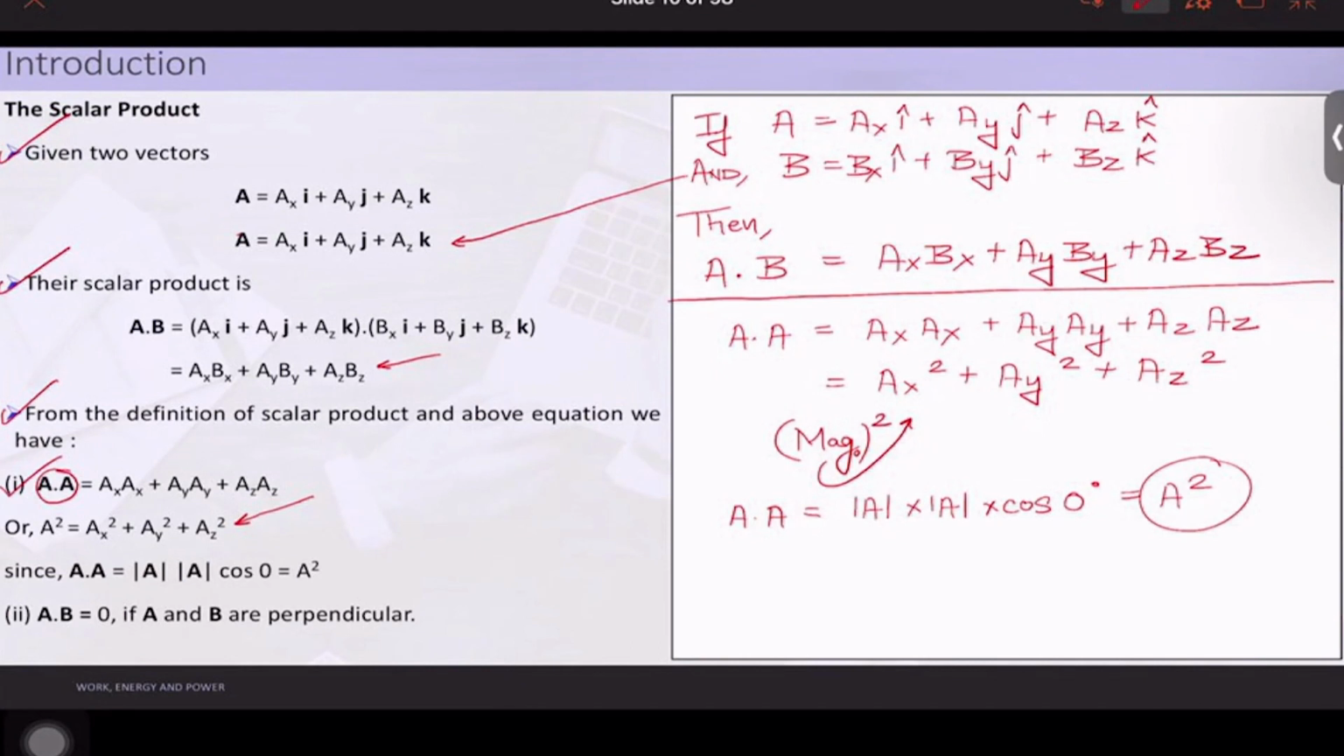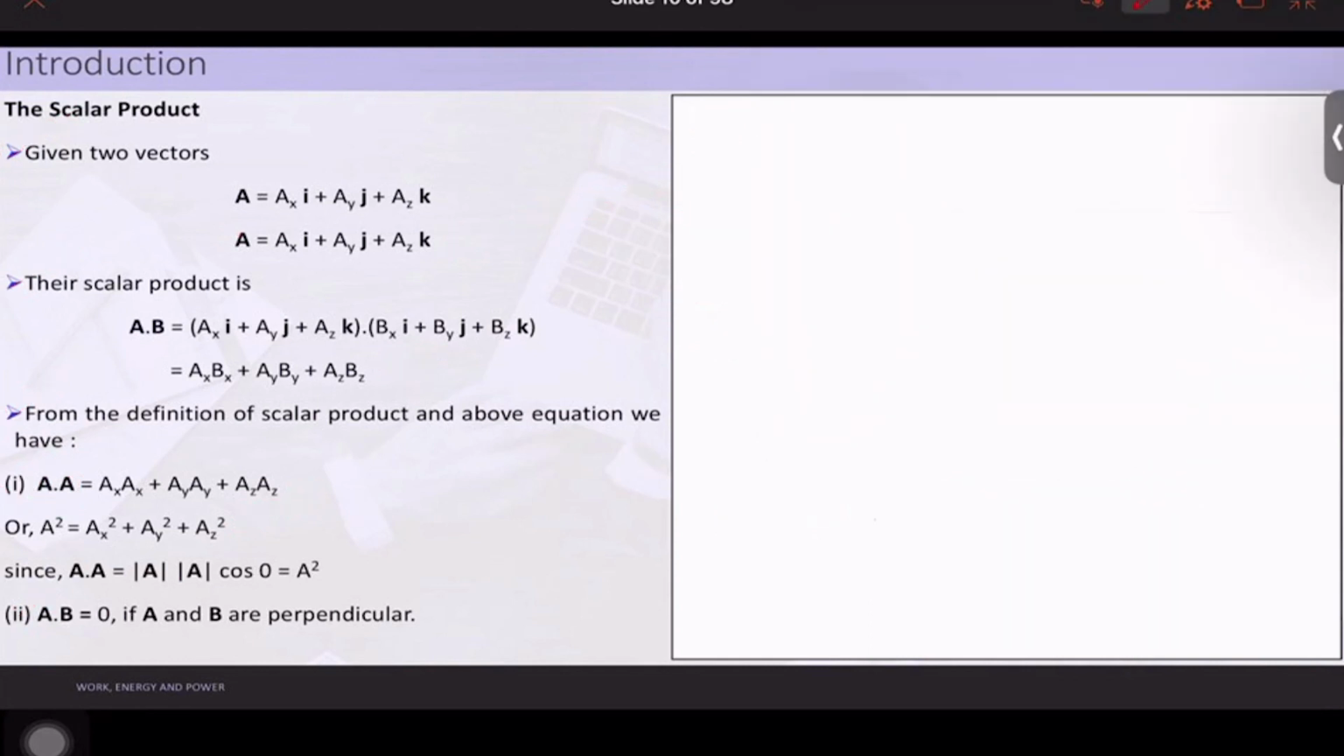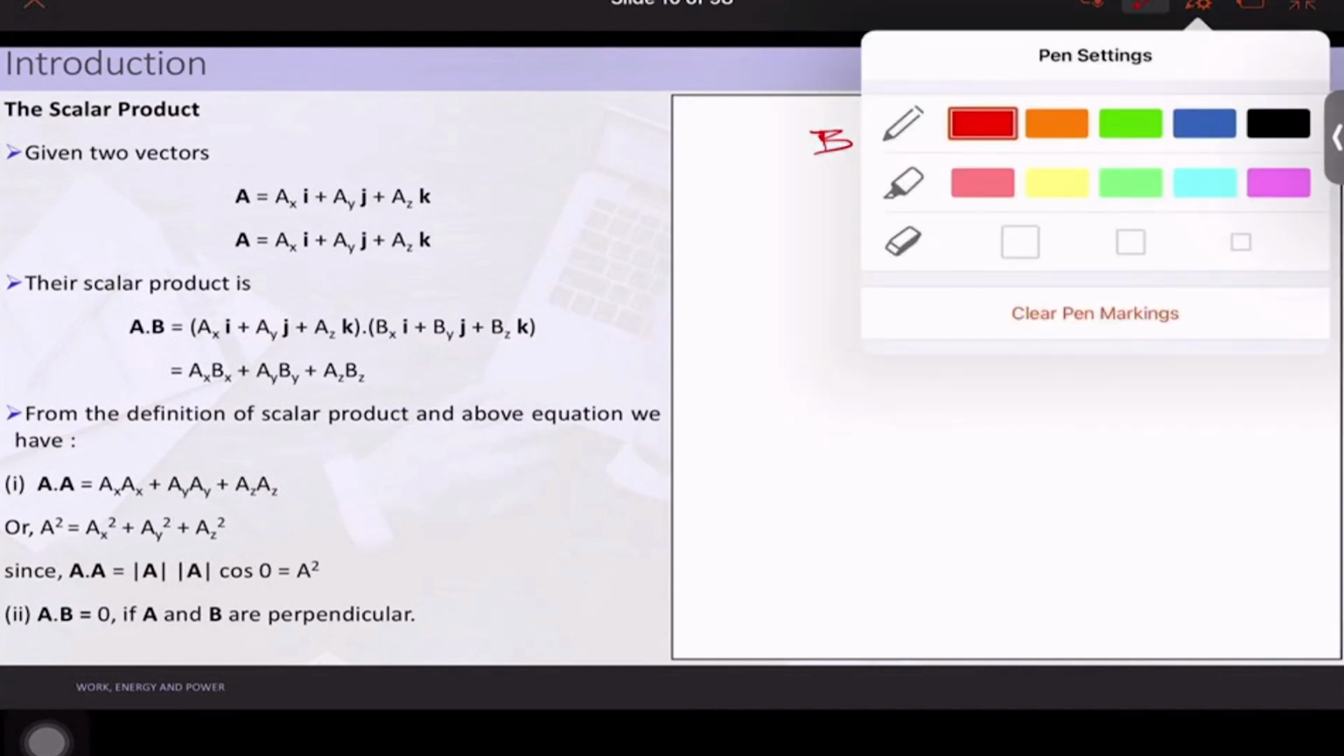Okay, fine. Moving on. Now, the second property says that A dot B is equal to 0 if A and B are perpendicular. Quite clear. Let us understand this line again here. So let us suppose this is your vector A. Let us suppose this is your vector B. Let us say these are perpendicular to each other. What is the meaning of perpendicular here? Perpendicular simply means that the angle between them is 90 degrees. So the angle between them is 90 degrees.